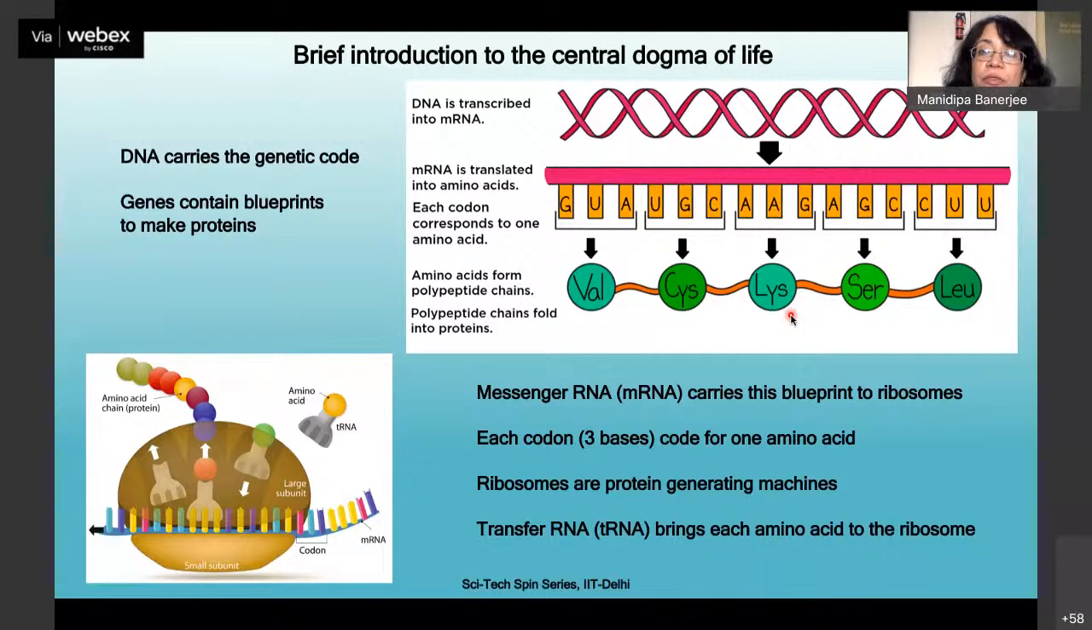So the structure of the protein determines its function, and the structure is decided by which amino acids are making the protein and in which order. And those amino acids, what are the amino acids which will make the protein? That information comes from our genetic code. And the proteins are generated by ribosomes.